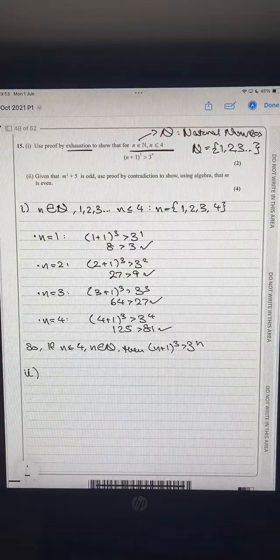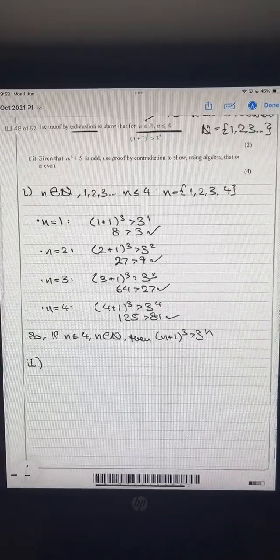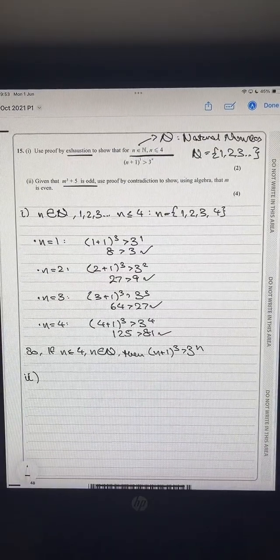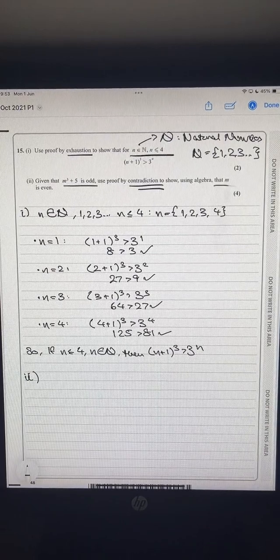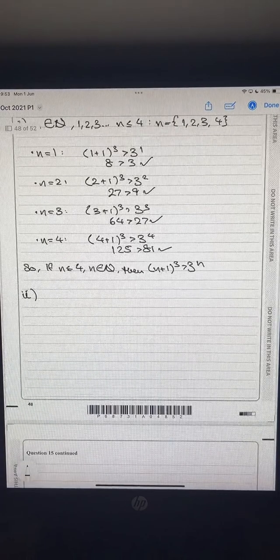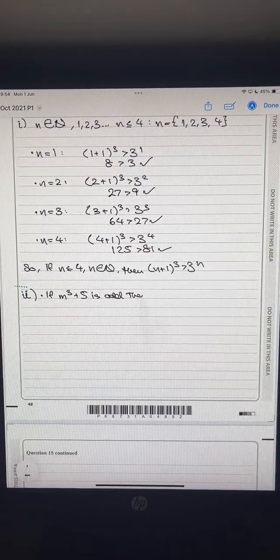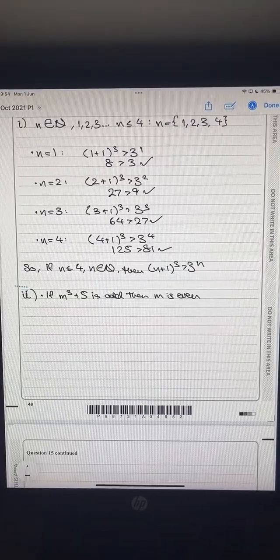Okay, cool. For part 2, given that m cubed plus 5 is odd, use proof by contradiction to show using algebra that m is even. So I like to write out my little thing at the start. The statement in shorter terms is if m cubed plus 5 is odd, then m is even. That's what they've told me, and I need to prove this by contradiction.